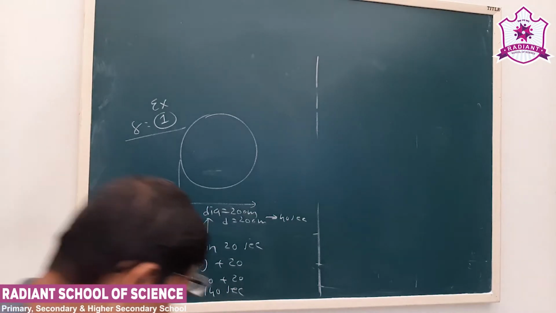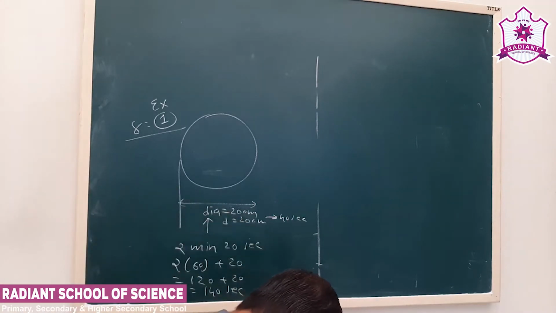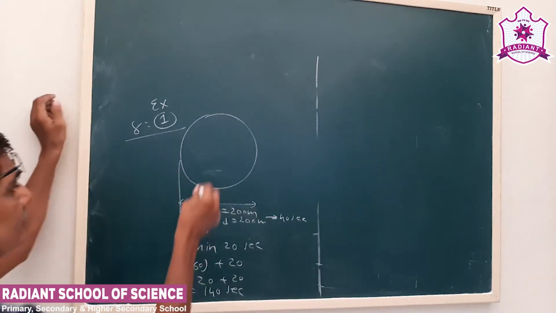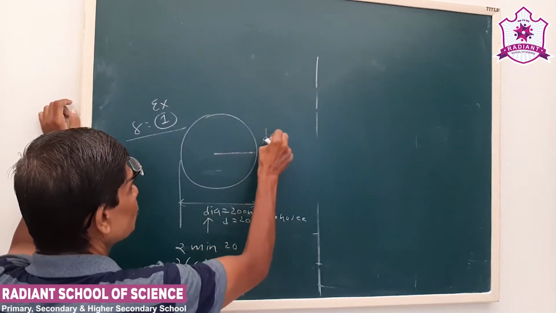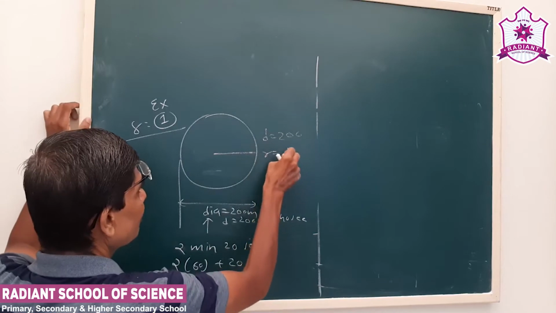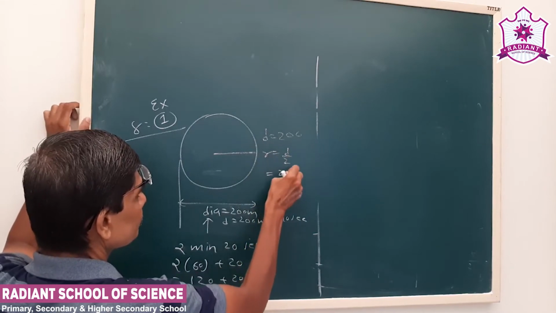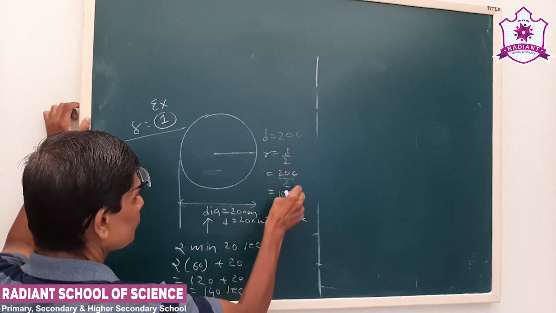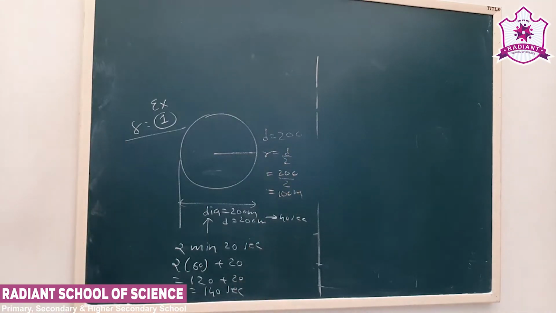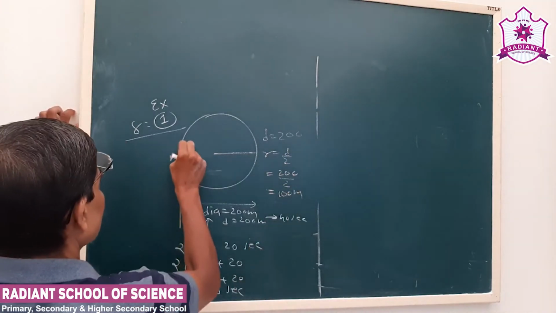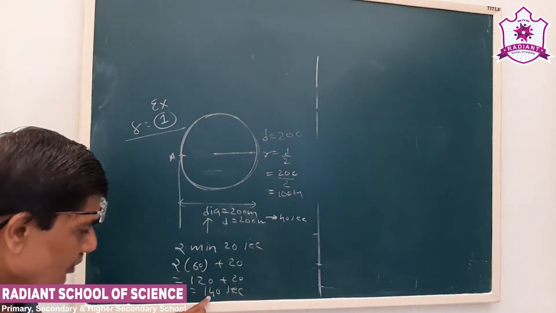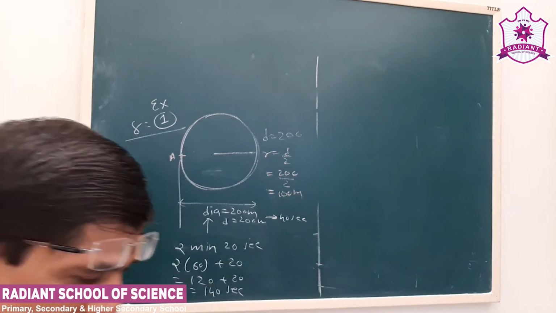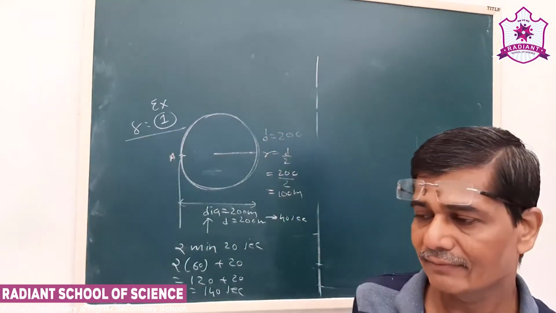So what does this show? The question says, see here, in 40 seconds... the diameter is 200, and the radius is diameter by 2. Now suppose, let us say, we start from A; in 40 seconds it completes one revolution. Now you have to calculate the distance, or the path length, in 2 minutes and 20 seconds.